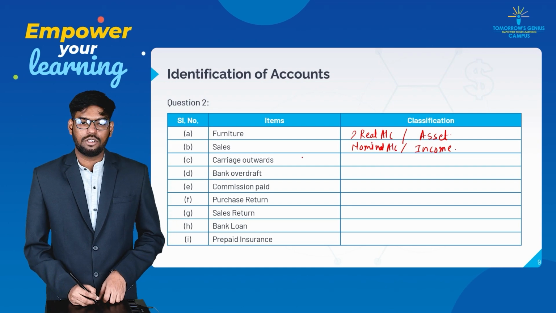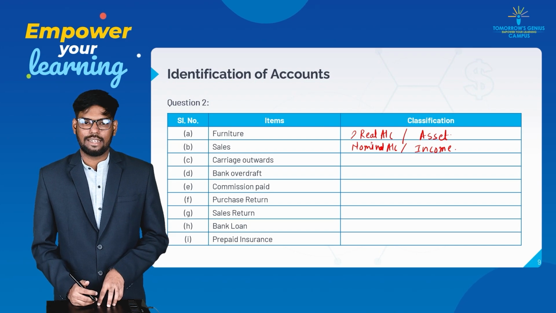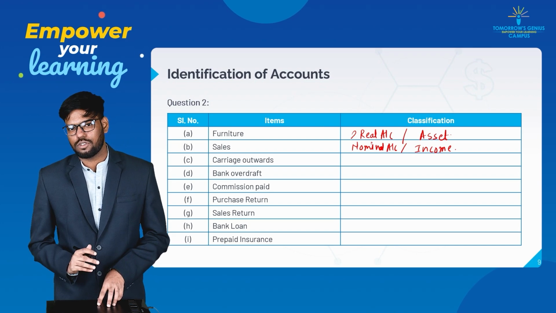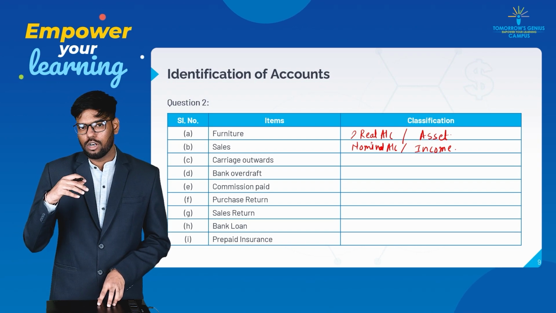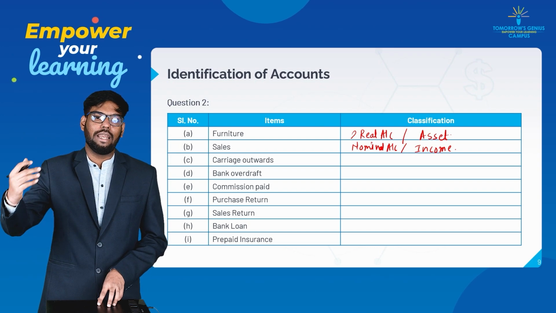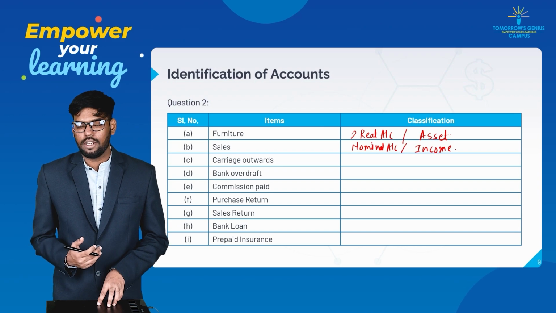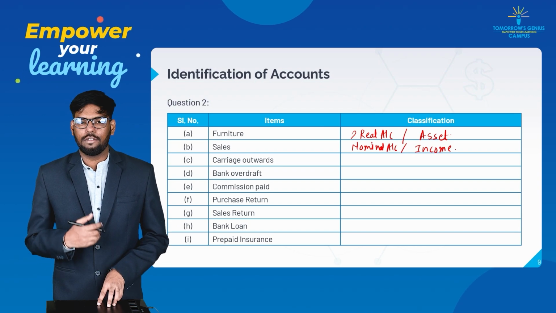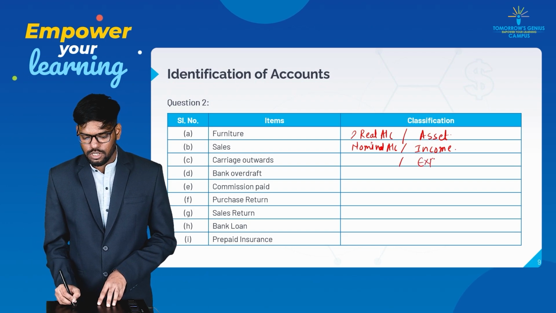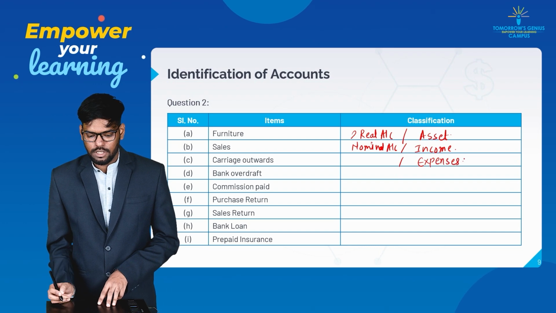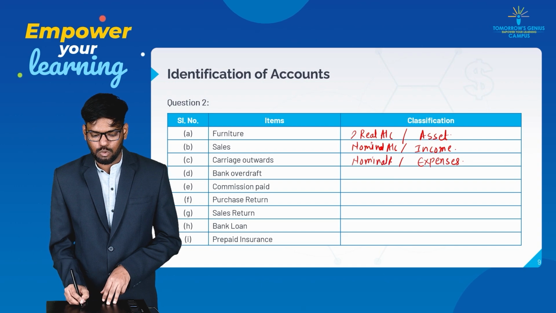Then next is carriage outward. What is carriage outward? When you sold any goods, at that time you provide transportation services, right? For carrying those goods from your godown or from your shop up to the place of the customer, the carriage outward is nothing but the transportation expenses, right? The expenses that you are incurring for selling the goods are always expenses for you. So it will be categorized as expenses, and expenses fall under the category of nominal account. So it will be classified as a nominal account as well.